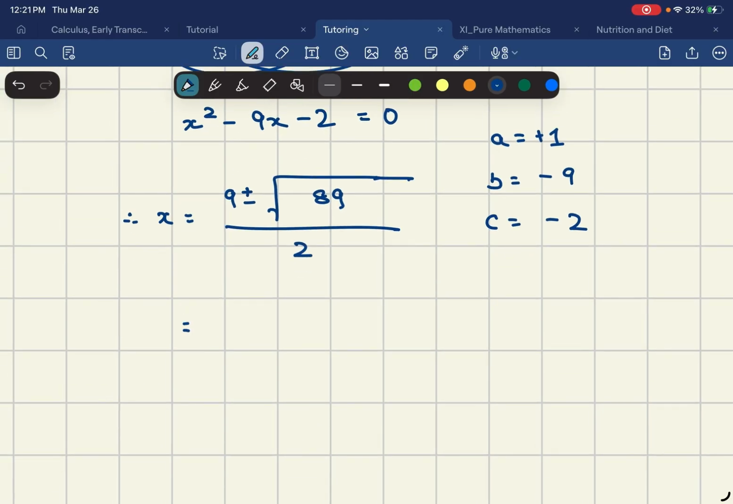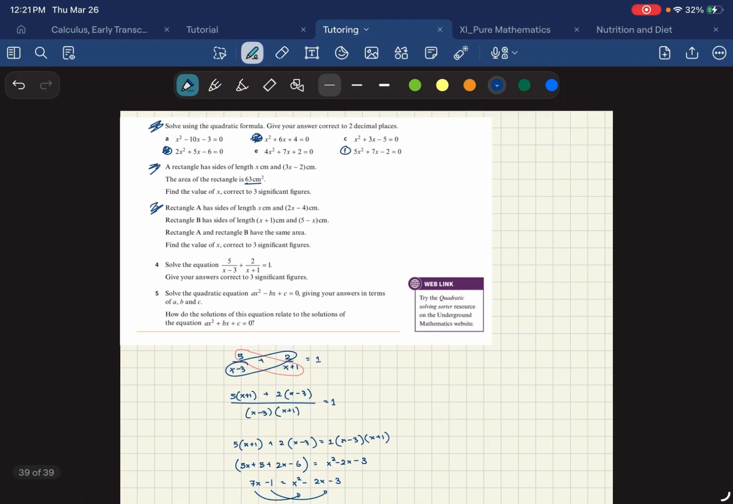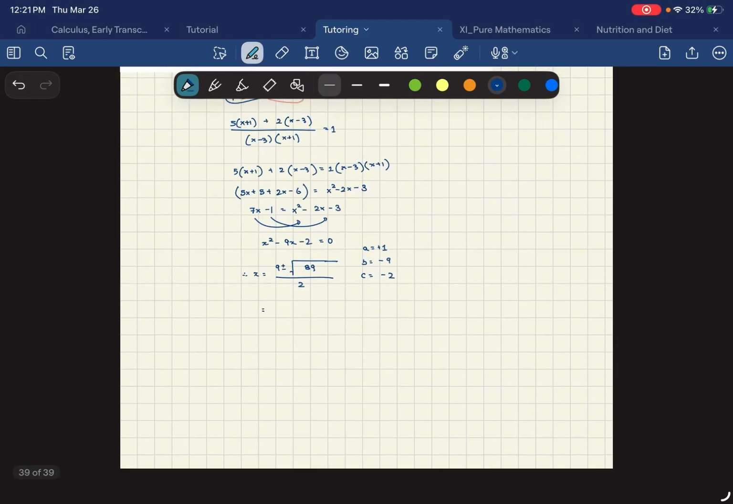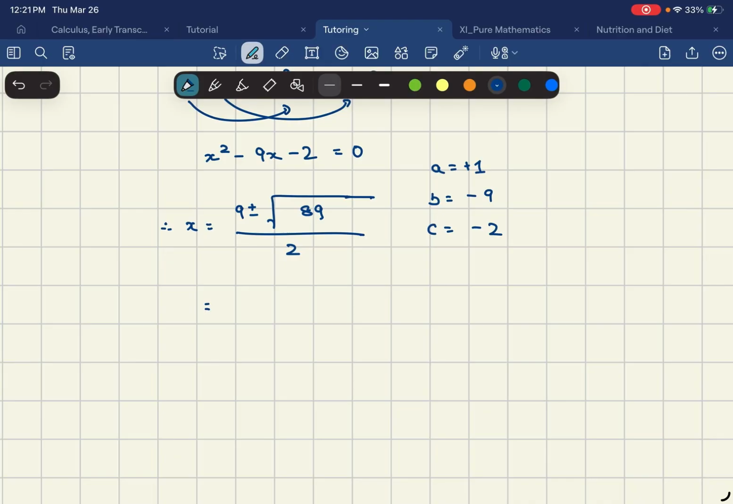So again, we only want x to be bigger than 0. So actually, we don't have that restriction, I think, in this case. So we can give both answers. So 9 plus square root of 89 divided by 2. So one solution is 9.22 to 3 significant figures. And the other solution is 9 minus square root of 89 divided by 2. So the other solution is negative 0.217. So these should be your 2 solutions to this question. It's 9.22 and negative 0.217.